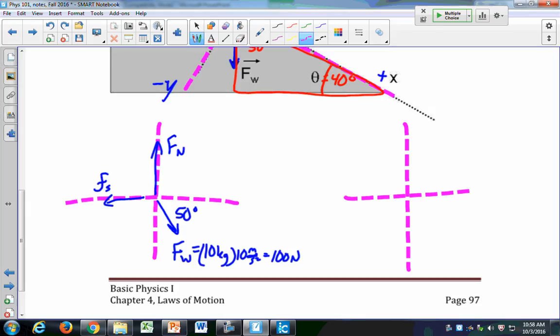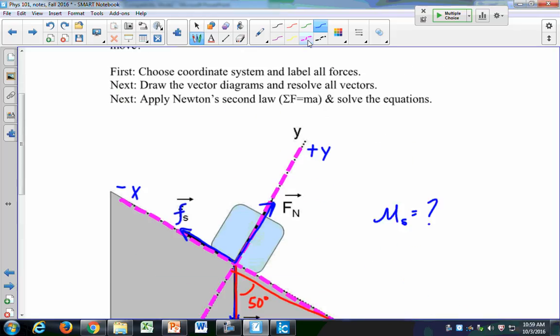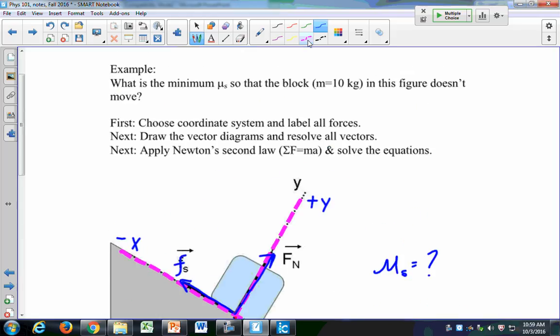You could do this on the same diagram if you want, but I'm going to do it separately. Here I have Fn, Fs. Here I have Fw cosine of 50, or 100 cosine of 50, if you want to write it like that. And here I have 100 newtons sine of 50. I'm just going to write 100 here. And now I write my Newton's law. So what I've done so far is we have chosen the coordinate system, we've drawn the vector diagrams, and we've resolved all the vectors.